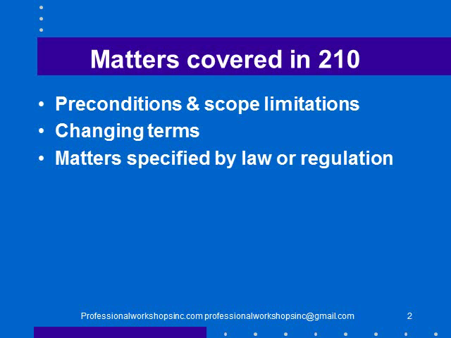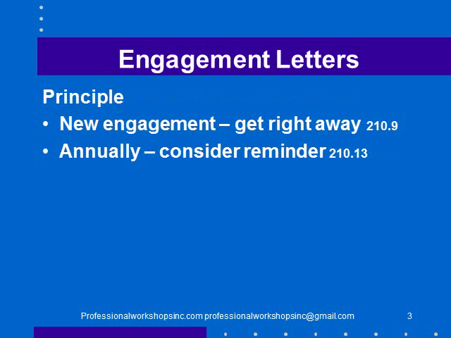And also we'd want to consider whether or not the client was changing the terms of the engagement in a way that was unacceptable. Also, there might be matters specified by law or regulation that need to be in the engagement letter. Now, the principle in this section about engagement letters is that for a new engagement, you'd get a letter right away, but annually thereafter, you would only consider whether or not it was necessary to remind the client of the terms of the engagement.